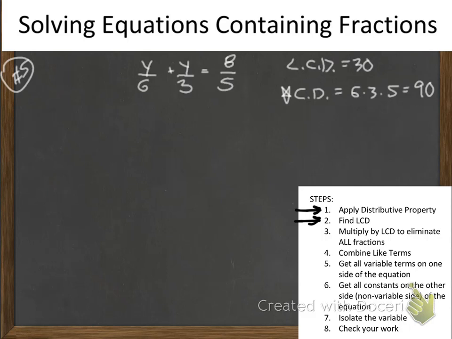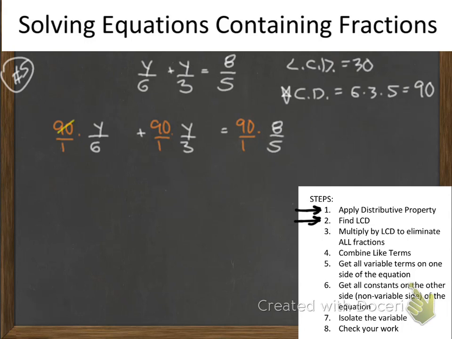So what do we need to do? We need to multiply every single term on both sides of the equation by 90. So we have y over 6 plus y over 3 equals 8 over 5. We're multiplying by 90, 90, 90. Again, if this confuses you, you can rewrite it as 90 over 1. I want to give you guys options here. For me personally, I like to divide first and then multiply. You certainly don't have to do it that way, but it will save time.